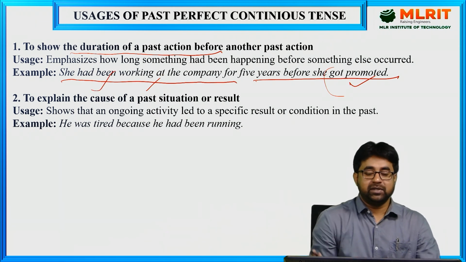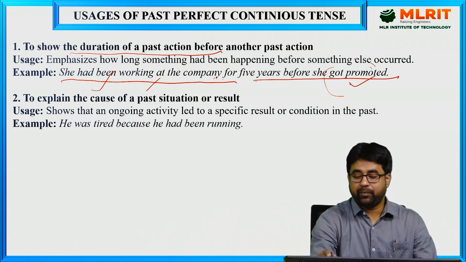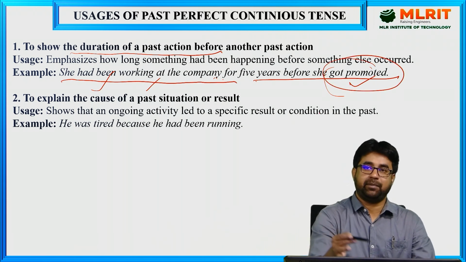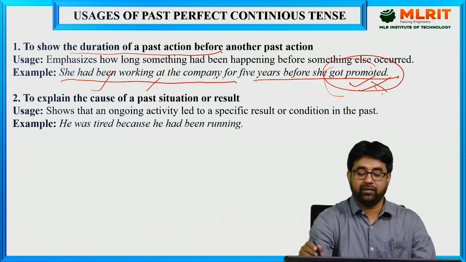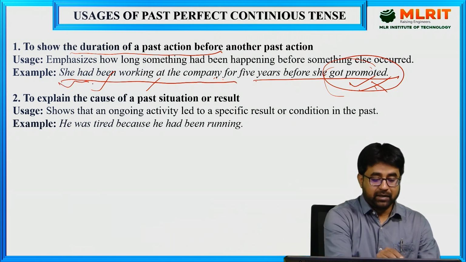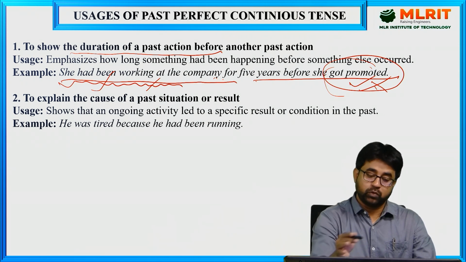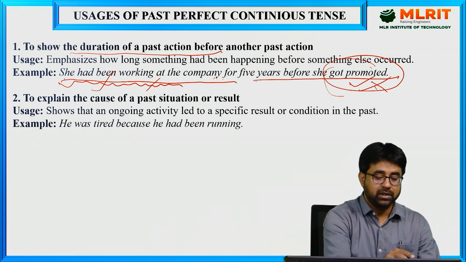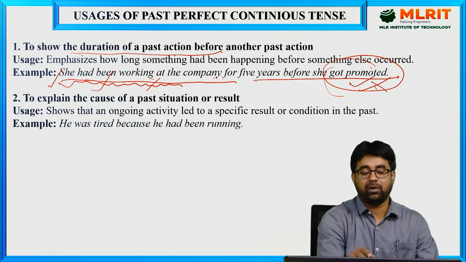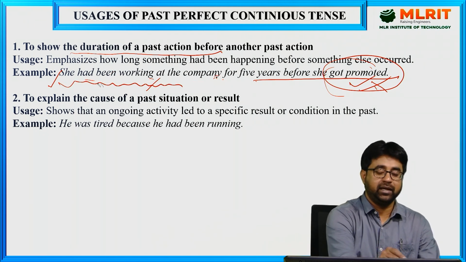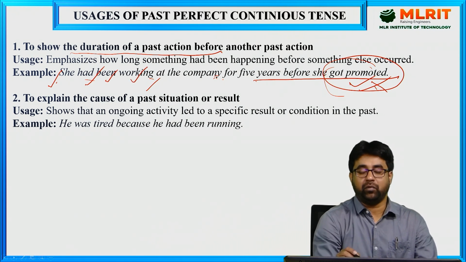This one. She had been working in the company. This happened first and then this happened after this particular action. Both the actions happened in the past, but one happened before another action, or another event. So to describe the duration of a past action which took place first, we are supposed to use past perfect continuous tense. She had been working in the company. See the structure here: she had been V4, right?